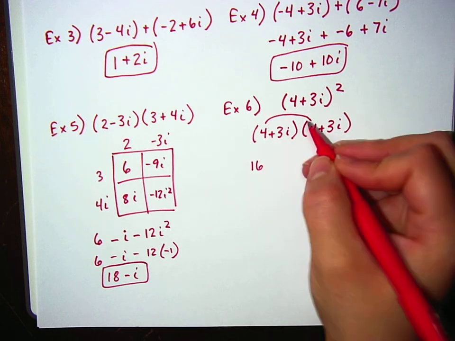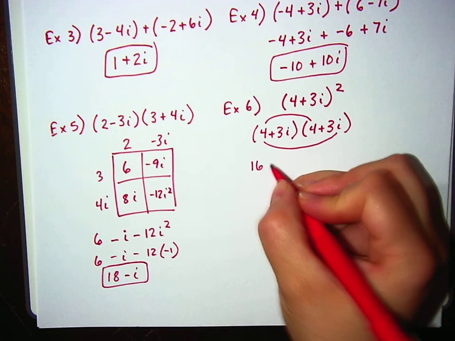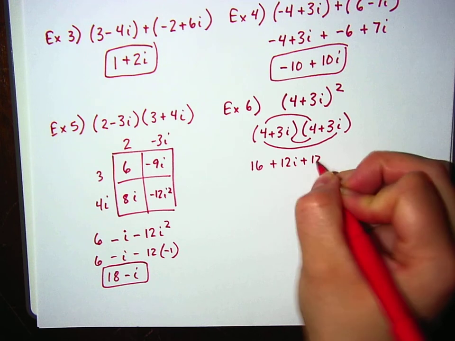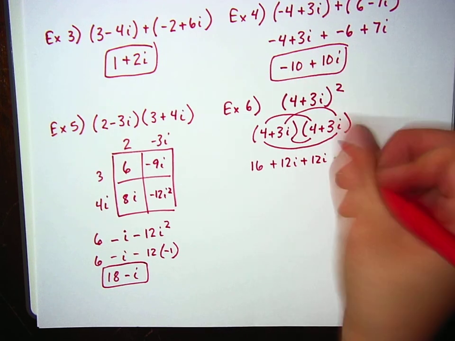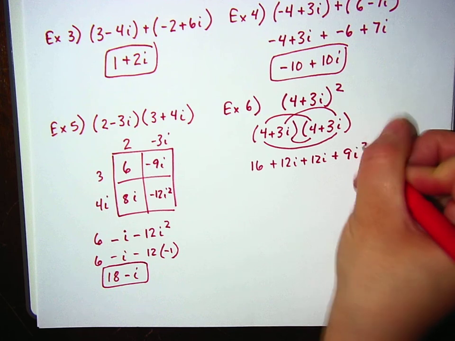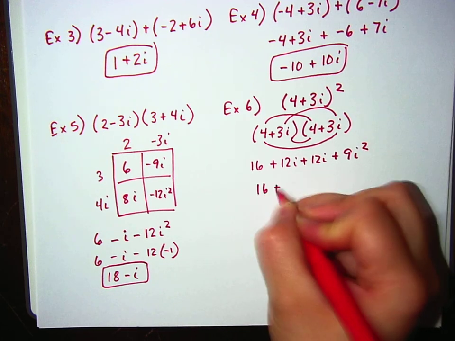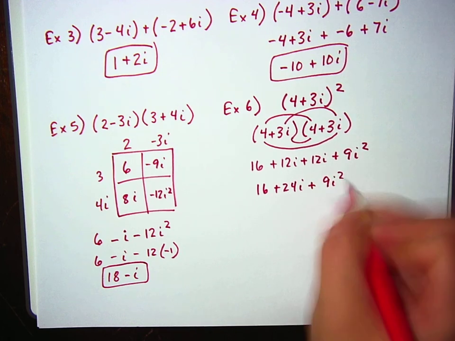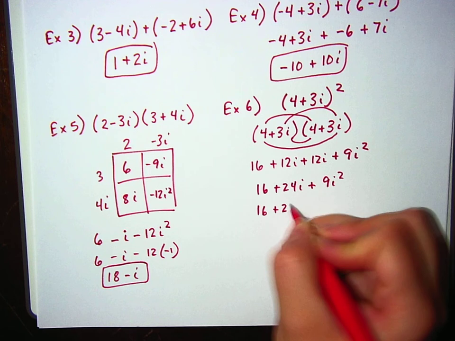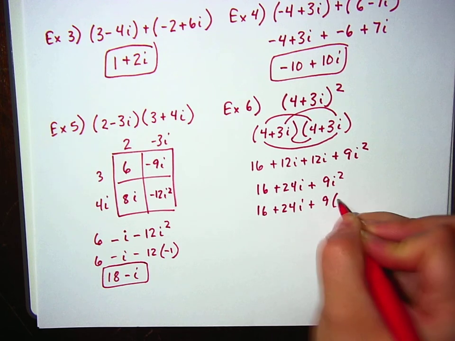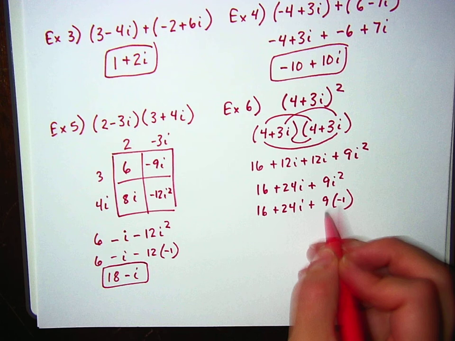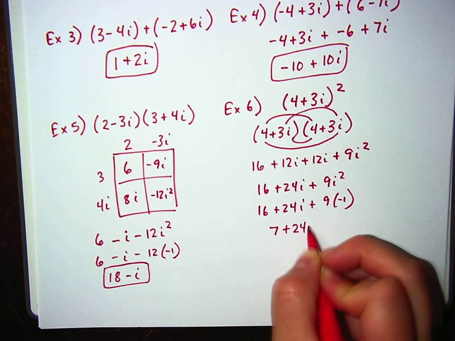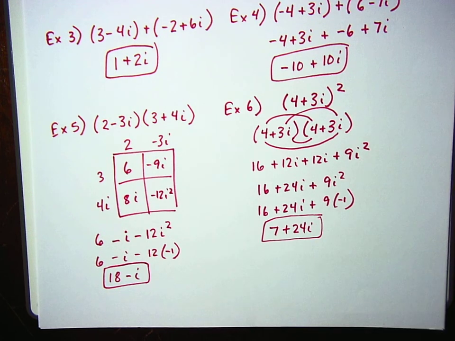Let's see, first, outer, inner, and last makes 16 plus 24i plus 9i squared. And then we're going to replace the i squared with a -1. So really that's like -9, so this would be 7 plus 24i. Yep.